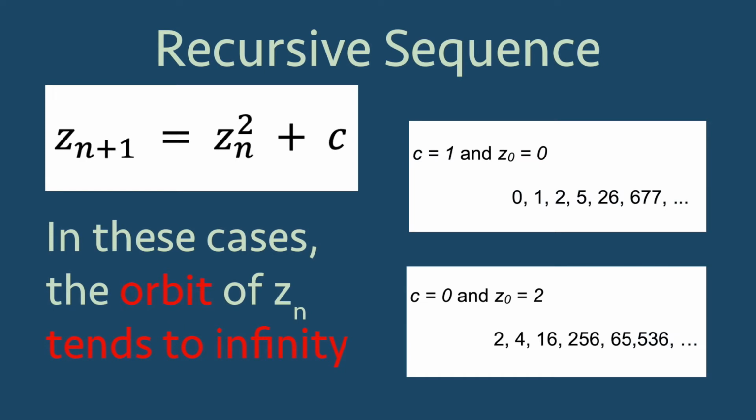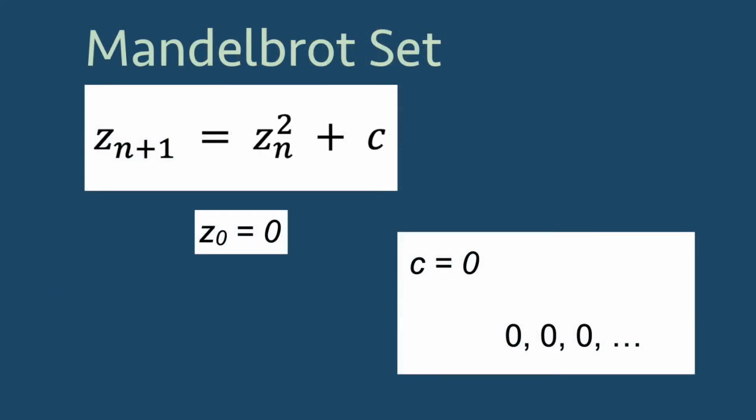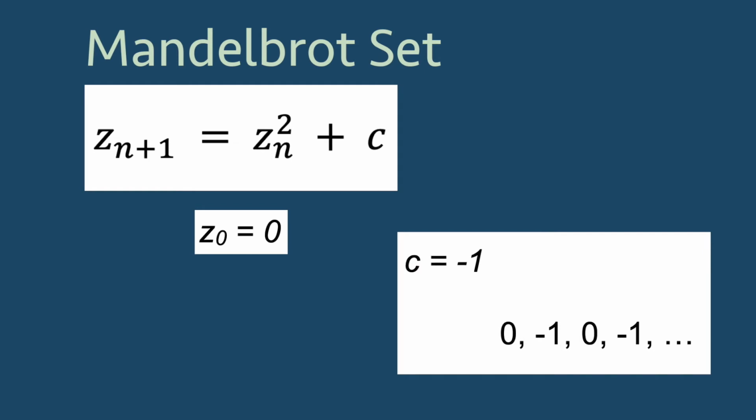After just a few terms in either case, we can see the terms in this sequence can grow quite quickly. In these cases, it is said the orbit of z sub n tends to infinity. A specific example of this sequence is the Mandelbrot set, which is the set of complex numbers c for which the orbit of the seed z sub 0 equals 0 does not tend to infinity. For example, if we choose c equals 0, then the sequence is just 0, 0, 0, etc. And if we choose c equals negative 1, the sequence is 0, negative 1, 0, negative 1, etc. In both of these examples, we can see the pattern repeating the same values.